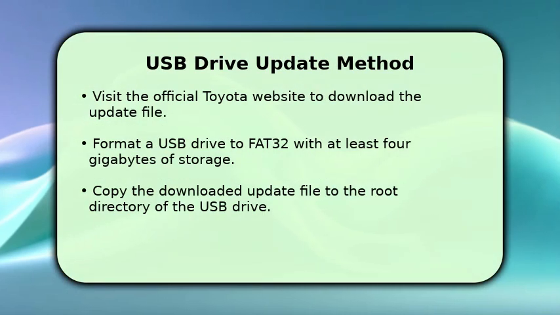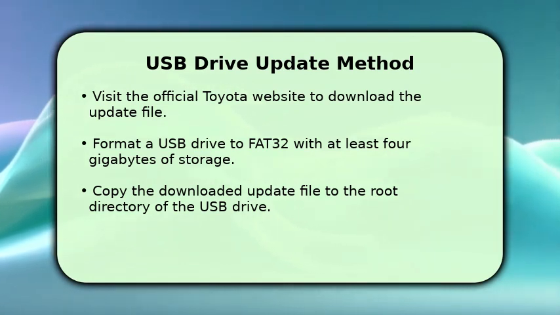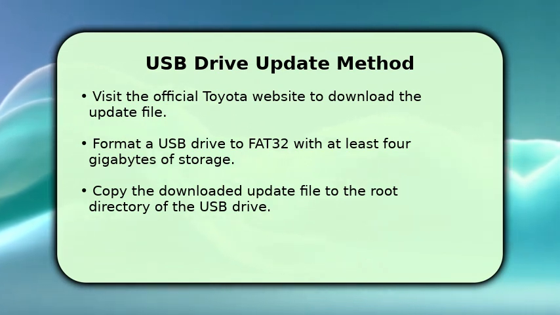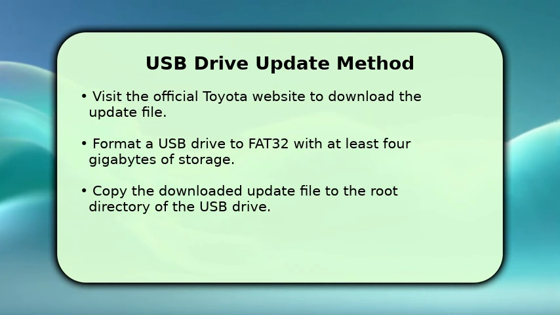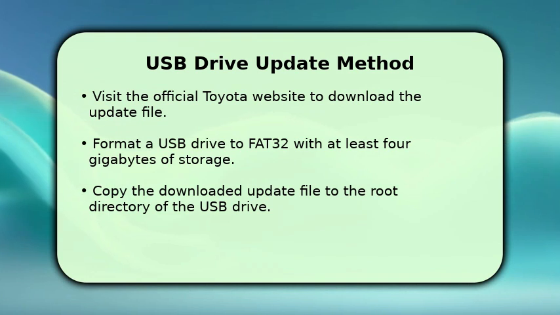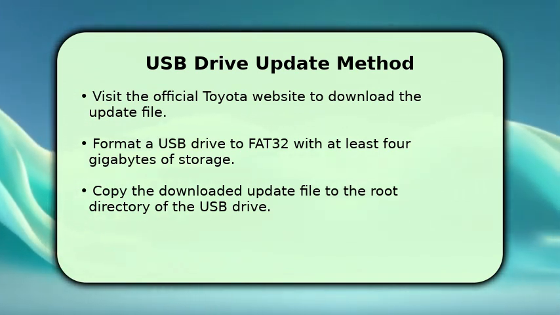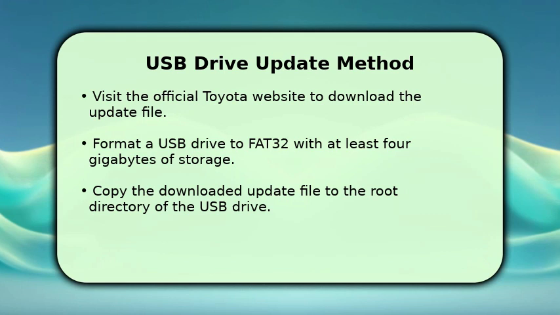If wireless updates aren't available or preferred, the USB method is a reliable alternative. Begin by visiting the official Toyota website to download the correct update file for your vehicle. You will need a USB drive, formatted to FAT32, with at least 4 GB of storage. Copy the downloaded file to the root directory of this USB drive. Then, insert the USB into your car's designated port and follow the installation instructions on your multimedia display.